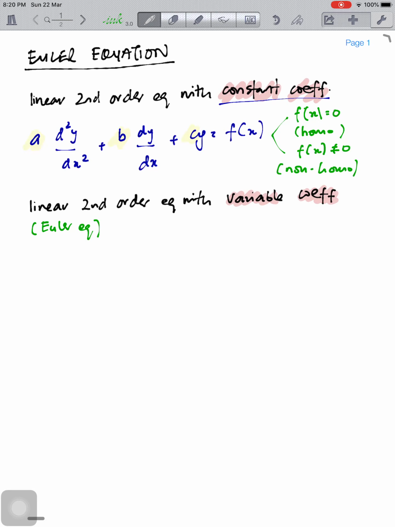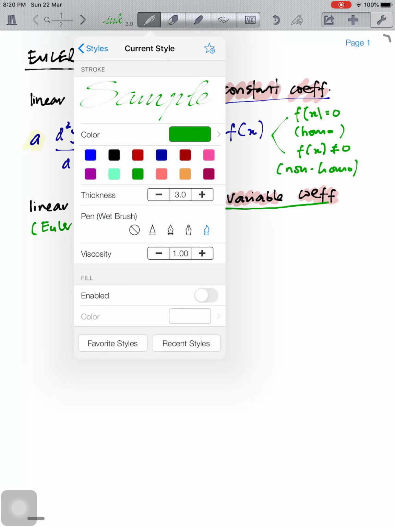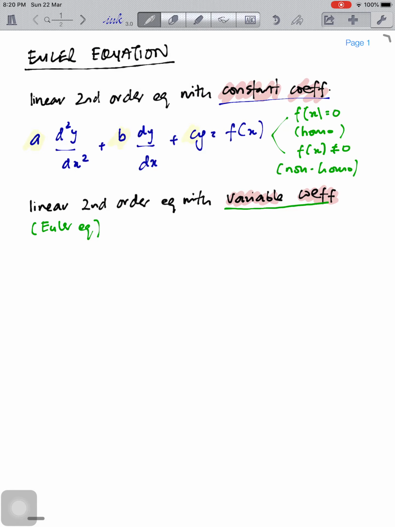The Euler equation is basically a linear second order equation, but now it has a variable coefficient instead of a constant coefficient. So let's have a look at how the general form looks. It's going to be in the form of ax square d square y over dx square plus bx dy over dx plus cy, and that is going to equal some function f of x.